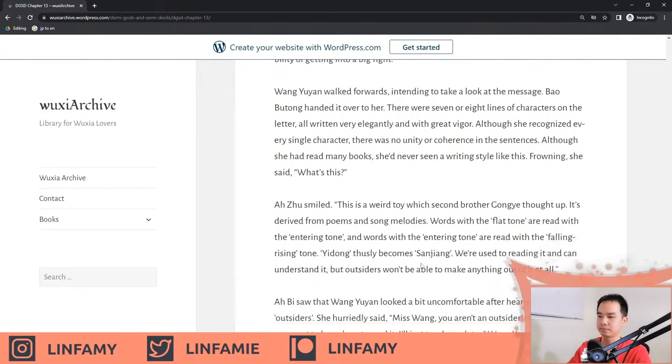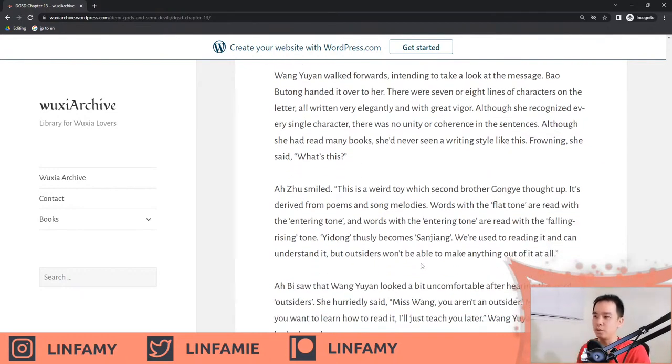Aju smiled. "This is a weird toy which second brother Gongye thought up. It's derived from poems and song melodies. Words with the flat tone are read with the entering tone, and words with the entering tone are read with the falling rising tone. Yidong thusly becomes Shanxiang. We're used to reading it and can understand it, but outsiders won't be able to make anything out of it at all."